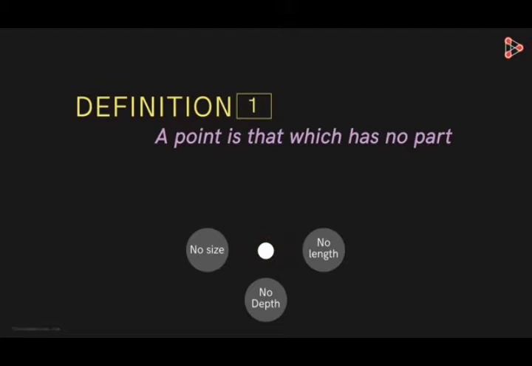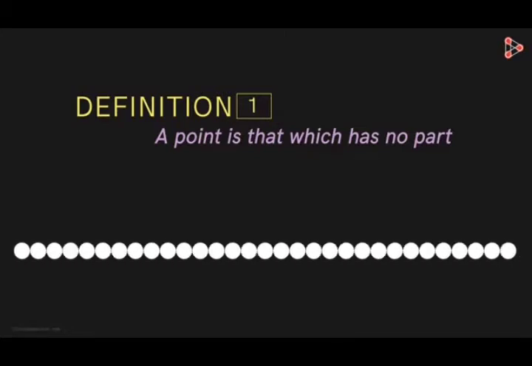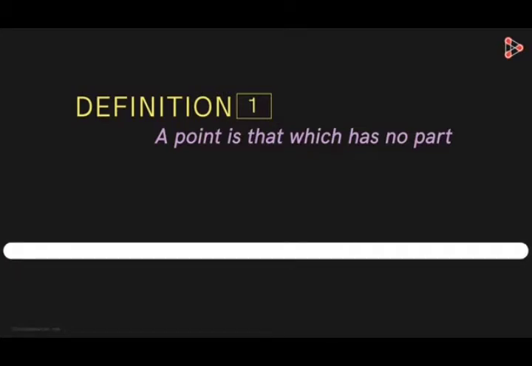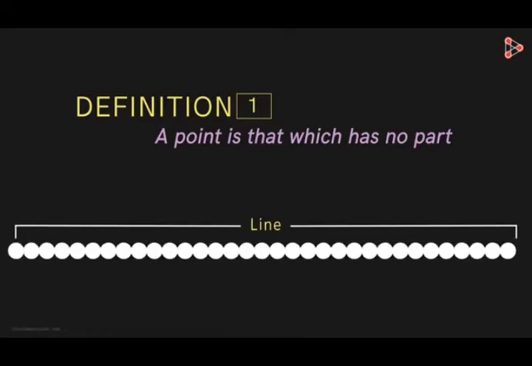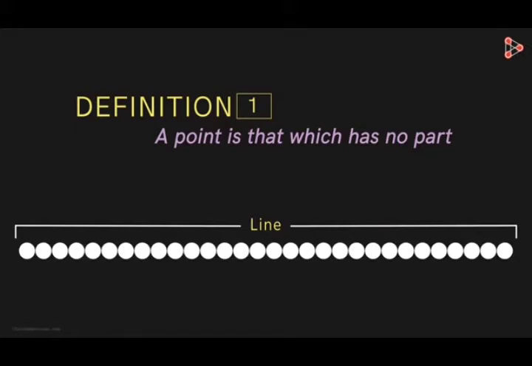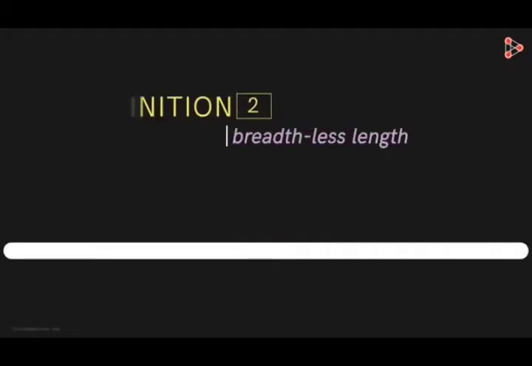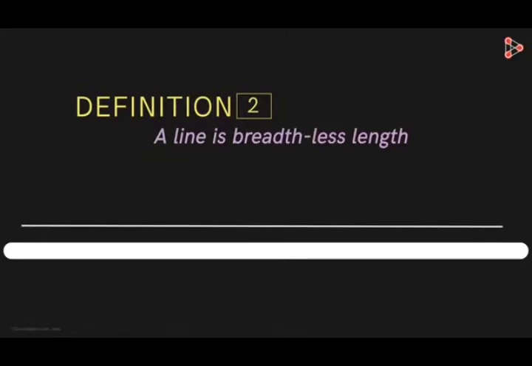Everything we will learn from now on will be based on a point. So let's do one thing. Let's place similar points closely one after the other. We see that it appears as a line. So, a line is basically a closely spaced collection of points one after the other. Euclid defined a line like this: a line is a breadthless length. As we can see, the line has length but not breadth.